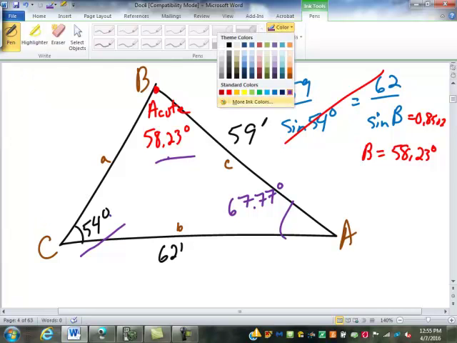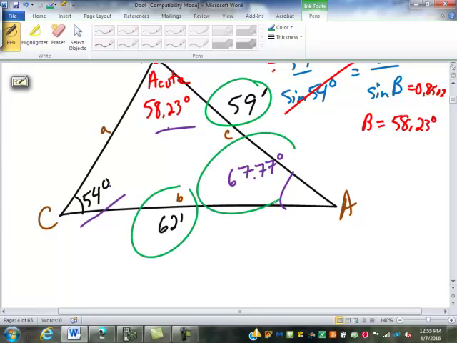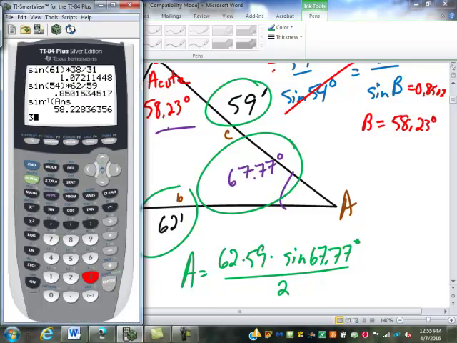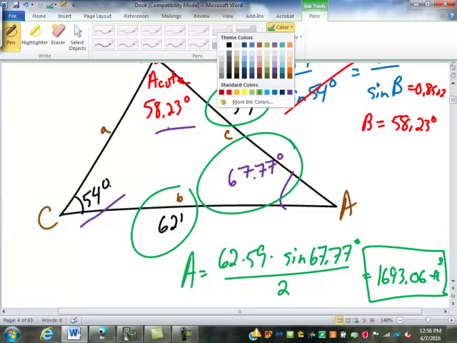Now that I have the 67.77, I can find the area using these two sides and the angle in between them. So the area will be 62 times 59 times the sine of 67.77 degrees over 2. Gives us 1693.06. Those are in feet, so that'll be square feet. Questions?